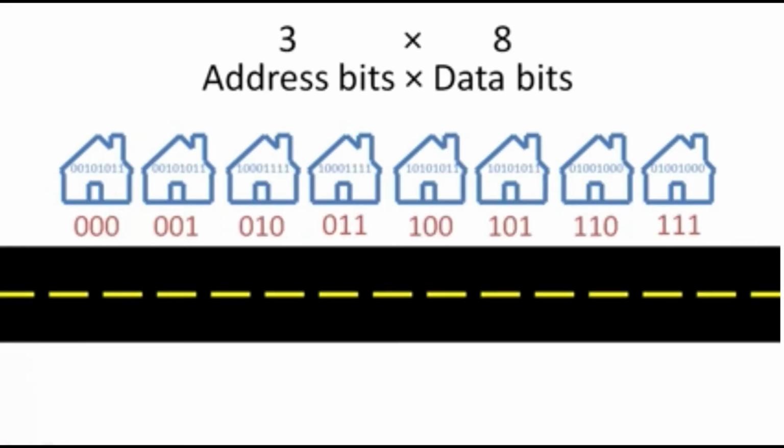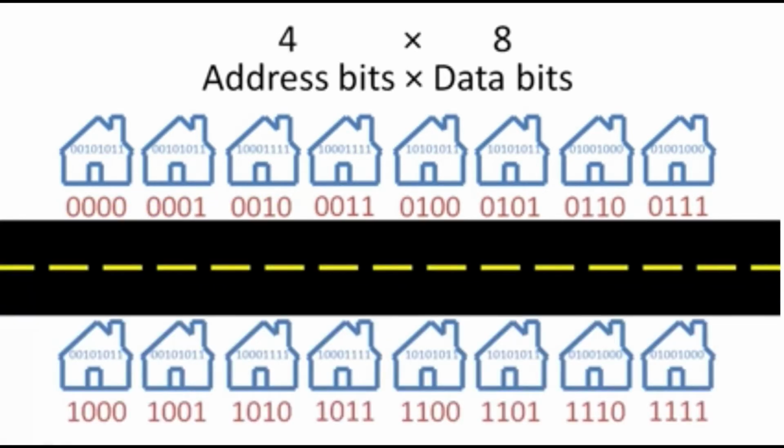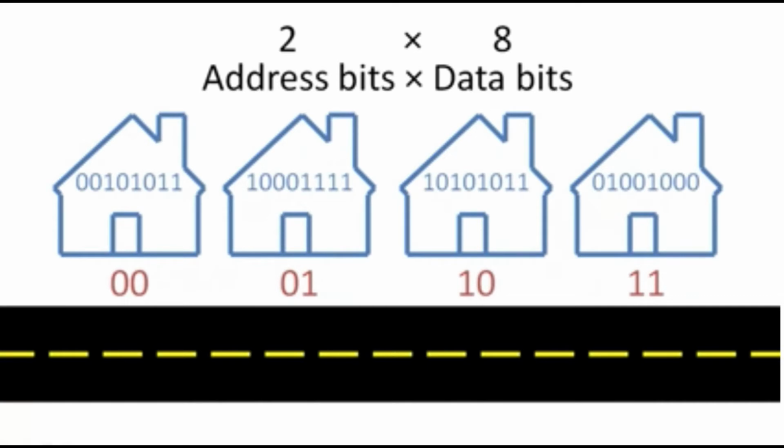If we increase the number of houses, we need to increase the number of addresses, and each additional address bit doubles the number of addresses that we can encode. If we increase the number of rooms in each house, we will need to add 1 bit for each room.